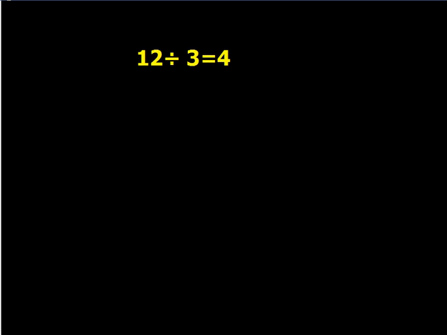On to our next example. We're still working with 12 divided by 3 equals 4, but we'll look at another way that you can use subtraction to represent the division. So this time we're going to take away 4 three times. And here's your process once again.